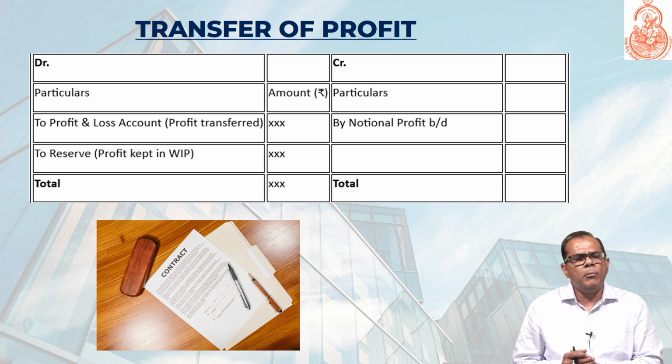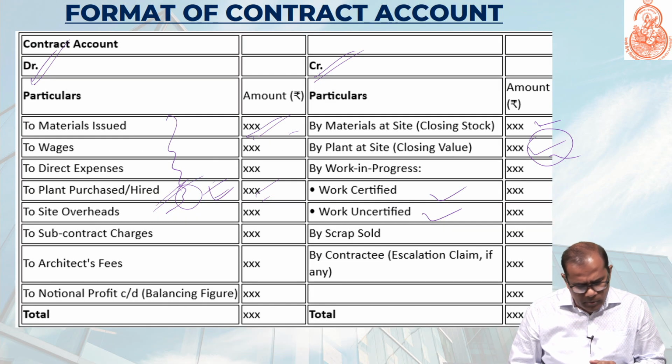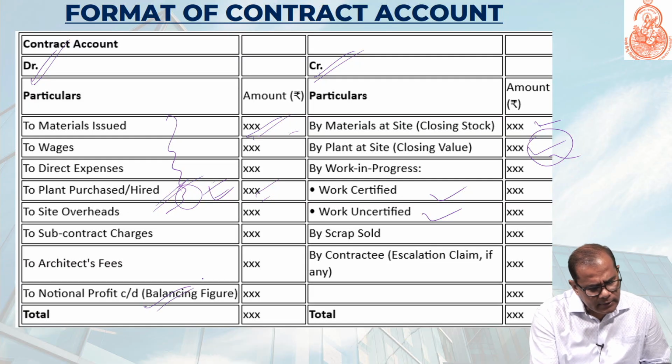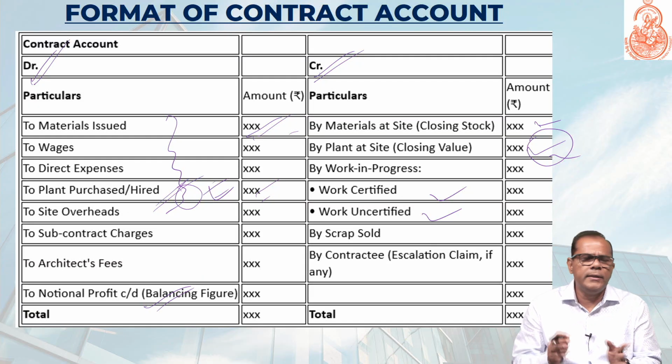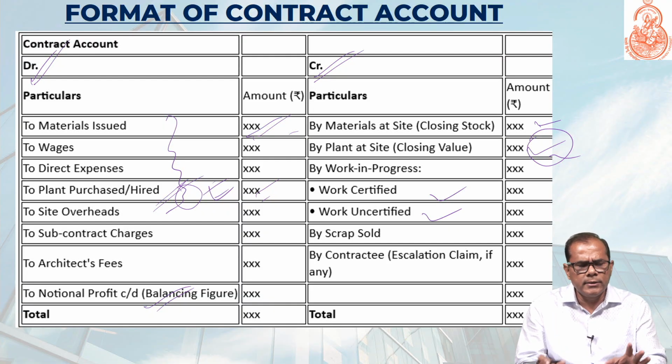Moving further, transfer of profit. After the preparation of the contract account, we have ascertained the notional profit, like over here. Let me make a mention here. This is the notional profit. Notional profit means it is not actual profit, it is just calculated by considering all those expenses and the claims.